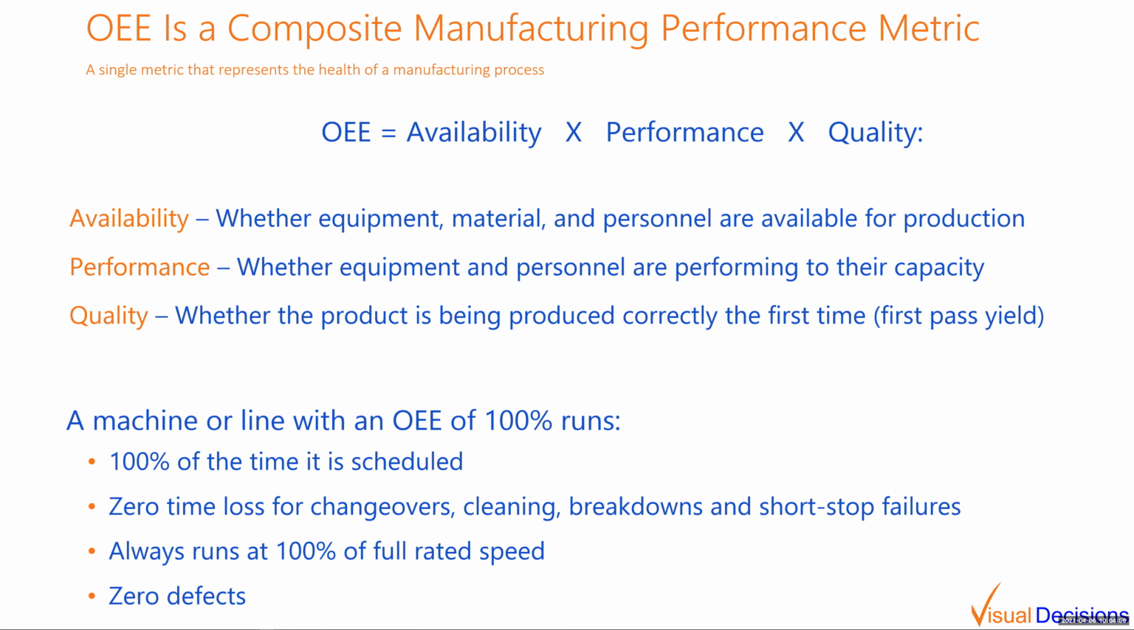And so a machine or a line with an OEE of 100% runs 100% of the time that it's scheduled. It has zero loss for changeovers, cleaning, breakdowns, or any short stop failures. It always runs at 100% of its full rated speed, and it has zero defects. So if you can get a line that produces, or a machine that produces at that quality, then you certainly have something that's worth shooting for there.